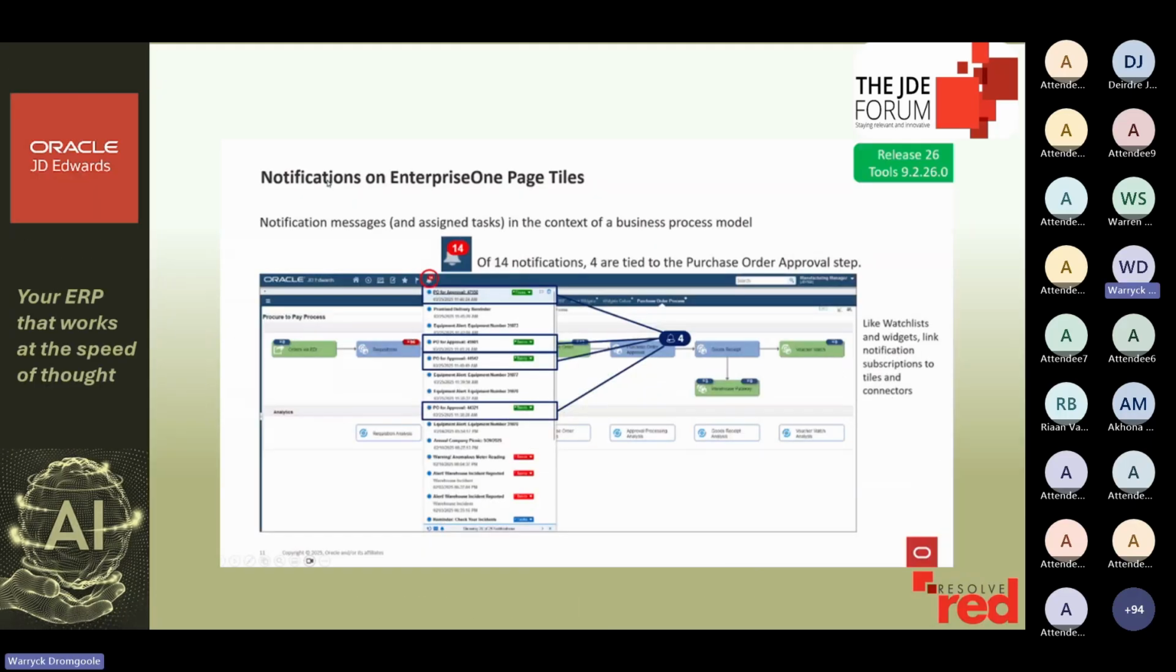And then moving on to notifications on Enterprise One pages. Now you can attach your notification. It can be displayed on your tile or a connector. It works similar to how your watch lists and widgets work. You can look at your number of unread messages, and you can associate that to a tile. So if I'm looking at that tile, which is your purchase order approval, there are 4 unread messages for the purchase order process. And then you can click on it and you can view your messages.